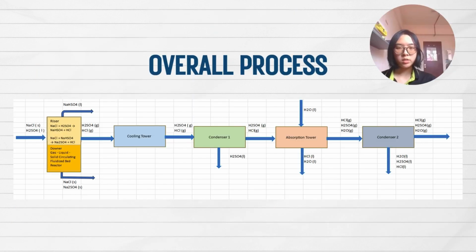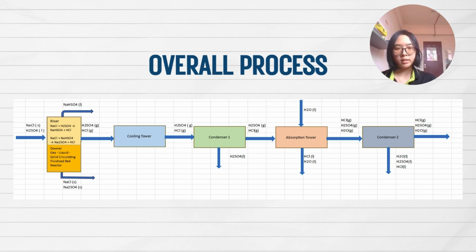For the overall process, sodium chloride and sulfuric acid enter the gas, liquid, and solid fluidized bed reactor, in which three streams are produced according to physical state. Sodium chloride and sodium sulfate exit as solid. Sodium bisulfate exits as liquid, while H2SO4 gas and HCl gas enter the cooling tower to reduce the temperature before entering condenser 1. Most H2SO4 gas will condense into liquid, while some of it remains as gas and exits condenser 1 with HCl gas into the absorption column.